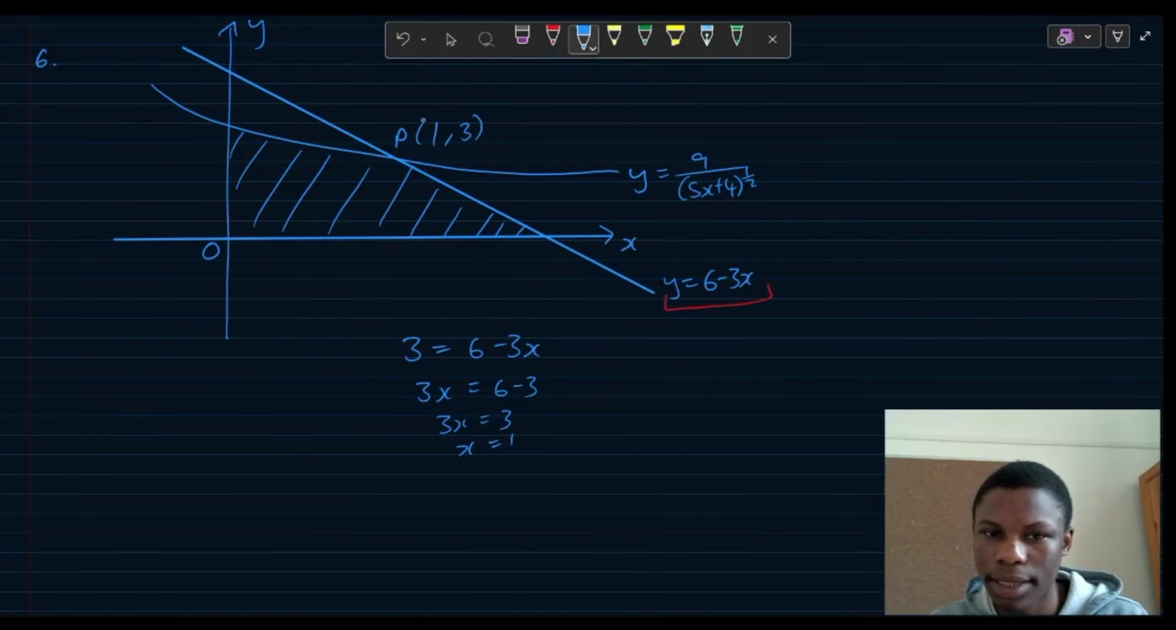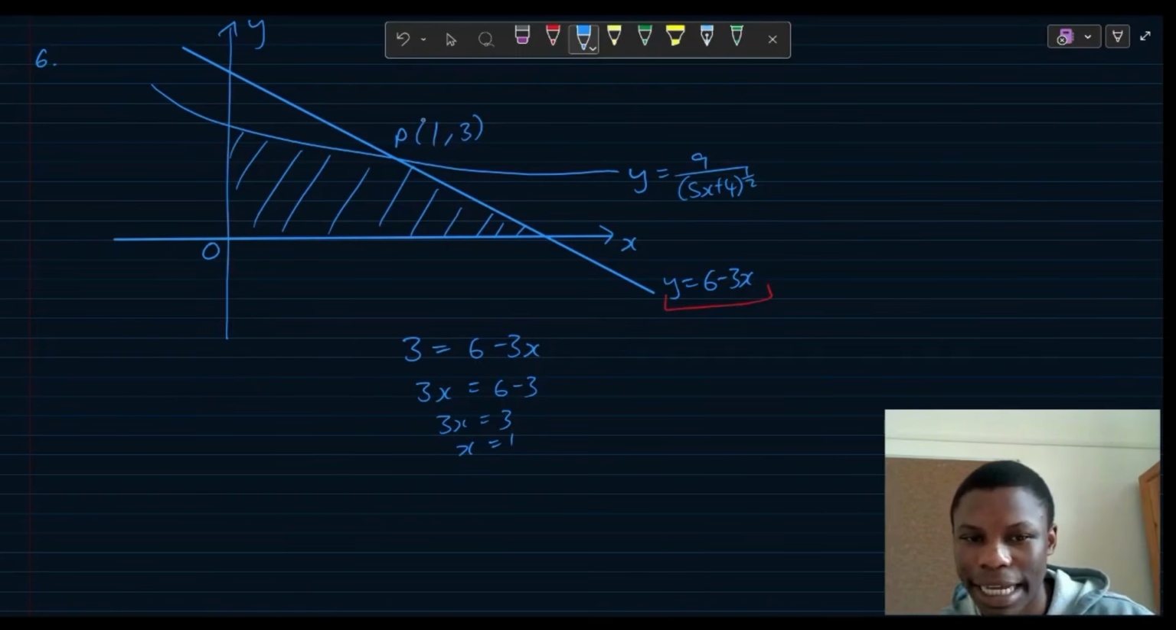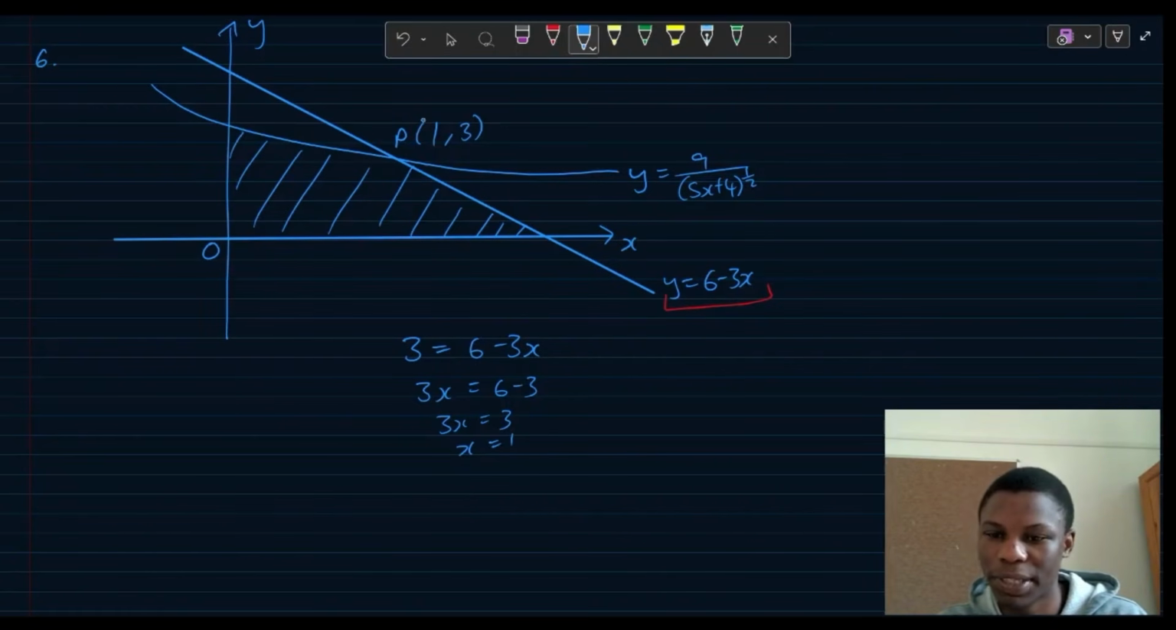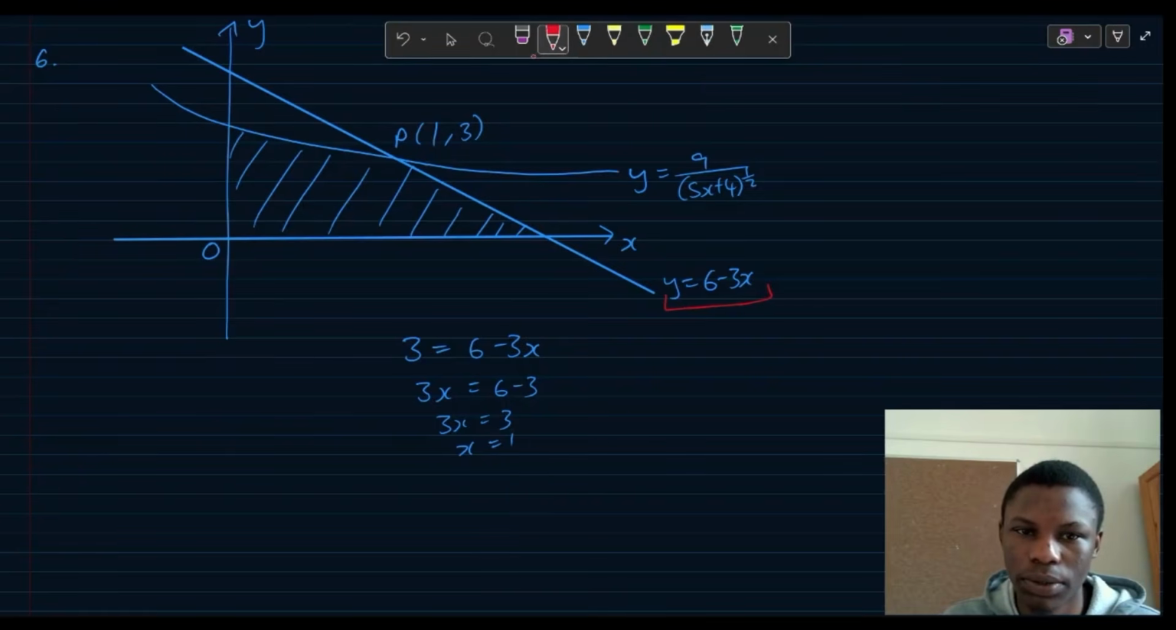And I think the next thing we would like to know, because obviously the big picture here is to just integrate and get the area under these functions, right? That's the big picture. But to be able to do that, I first need to know the x coordinate, which we just found there. And then I also need to know what the x coordinate here is.